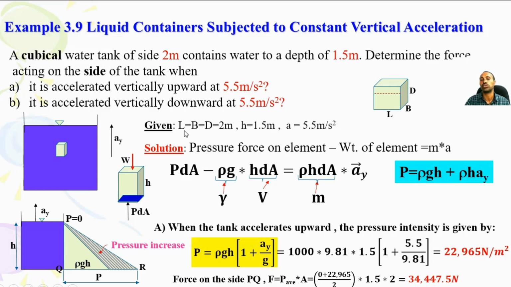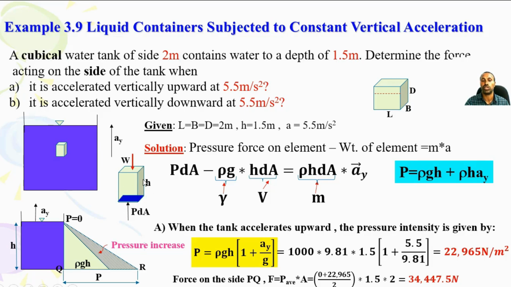So we are given that the length, breadth, and depth of the tank are 2 meter because it is cubical, and h is 1.5, something 50 centimeter below the rim of the tank. So acceleration is given as 5.5 meter per second square. Just consider a fluid element, which is just a free body diagram.